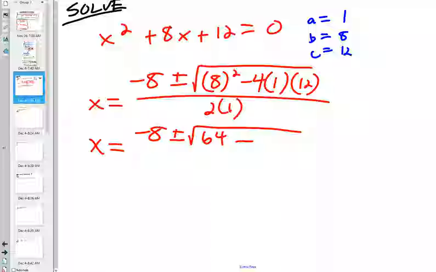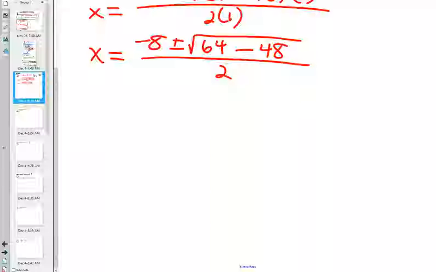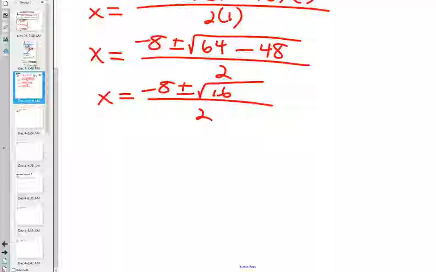And now what that allows me to do is not have to type in 1 negative into my calculator. I can forget any negatives that are there, and in my calculator, it's 4 times 1 times 12. 48. Over. One more step, and I'll be done with the discriminant. X equals negative 8 plus or minus the square root of 16 over 2.